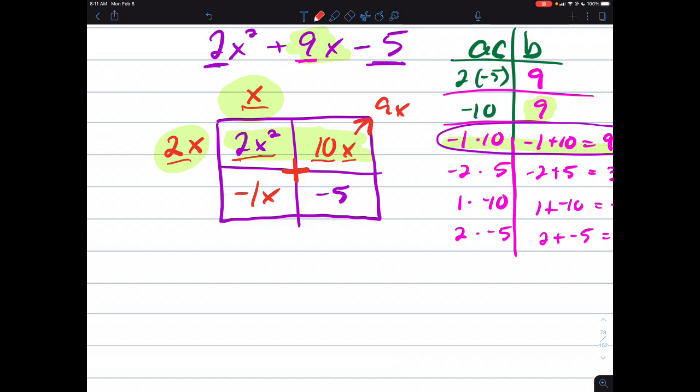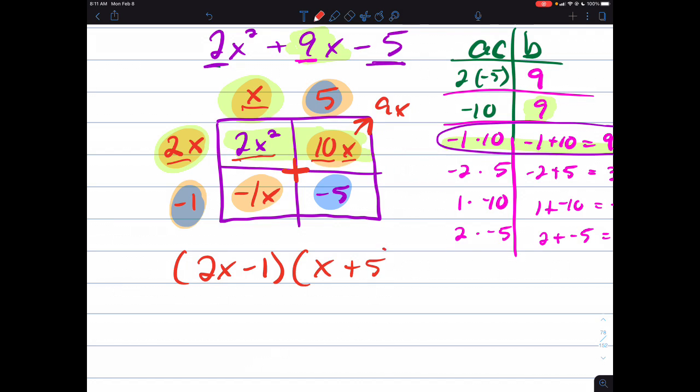And then I move to the right, or I could go down. What times 2x gives us 10x? Well, that has to be 5. And then for the last one, what times x gives us negative 1x? Well, that'd have to be negative 1. And then for the last box, we can check: is negative 1 times 5 negative 5? Well, it is. So our answer has to be 2x minus 1 times x plus 5. So my advice is to fill in all of the stuff in the box first.